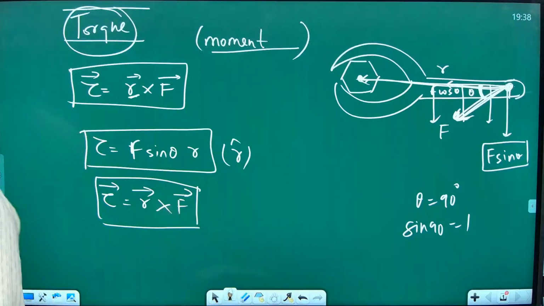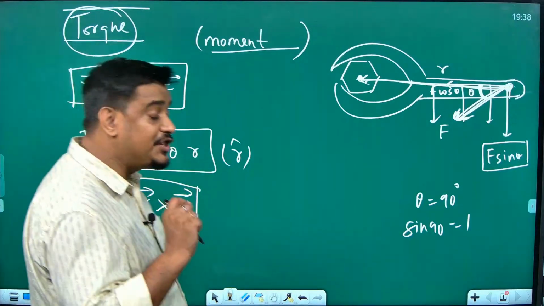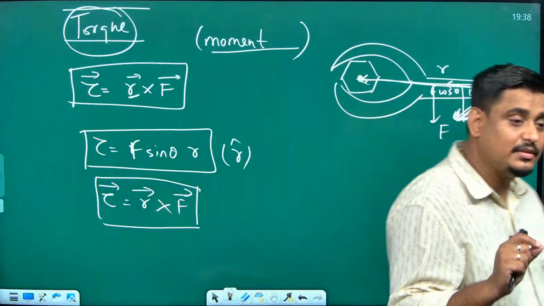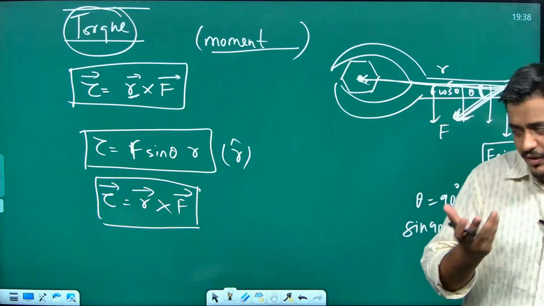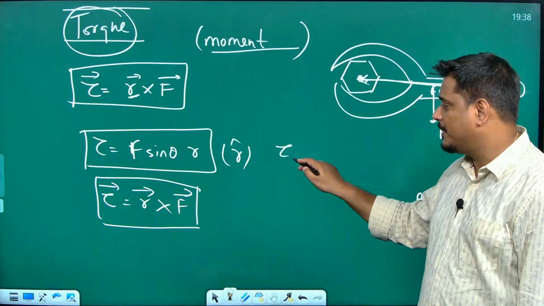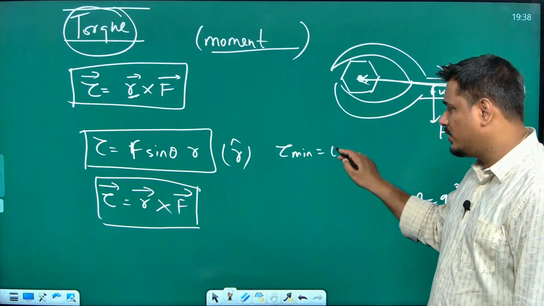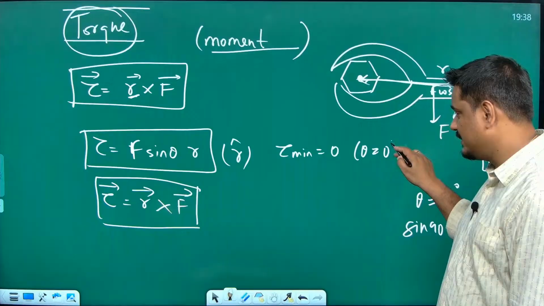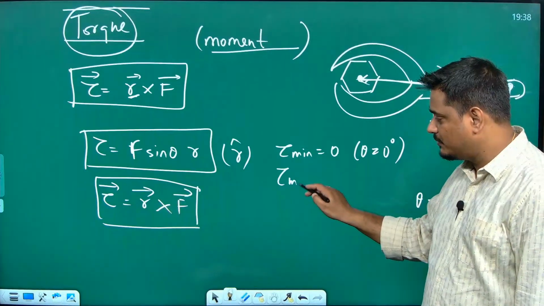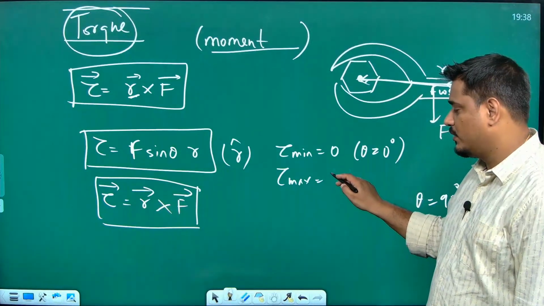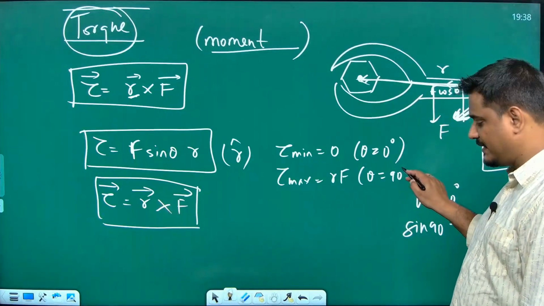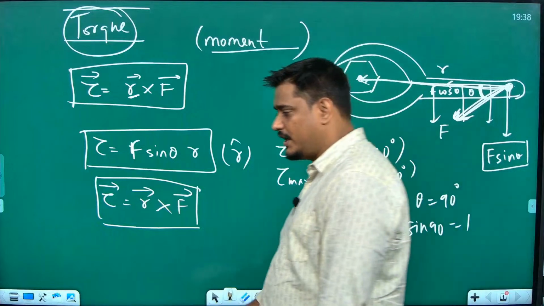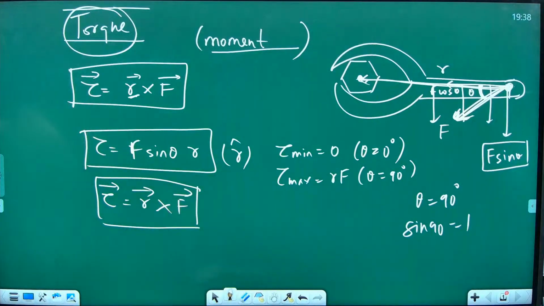So now you can understand very clearly: for which angle is the torque maximum? 90 degrees. For which angle is torque minimum? 0 degrees. So torque minimum will be 0 when theta is 0. Torque maximum will be R into F when theta is 90 degrees. Is it clear to you? If theta is 90 degrees, then torque is maximum. If theta is 0 degrees, then torque is minimum.